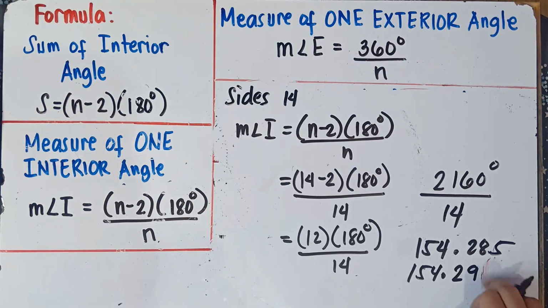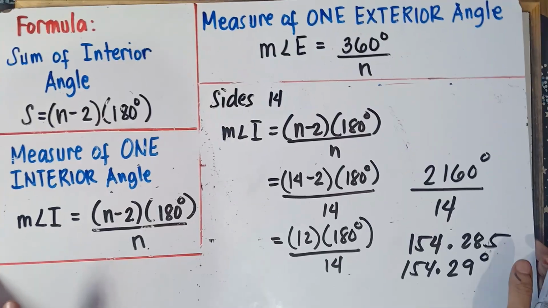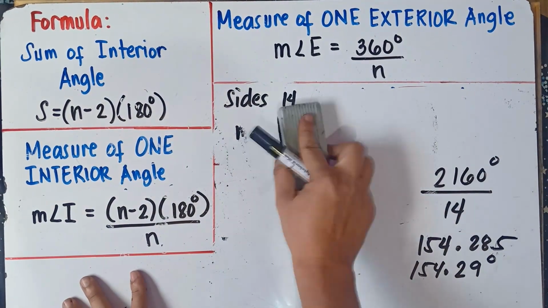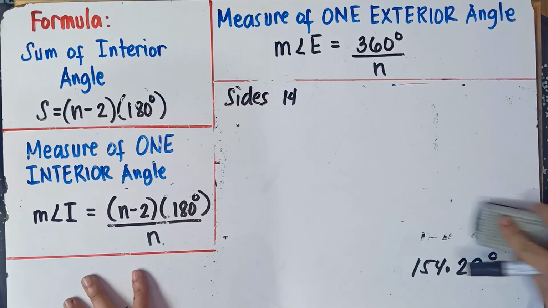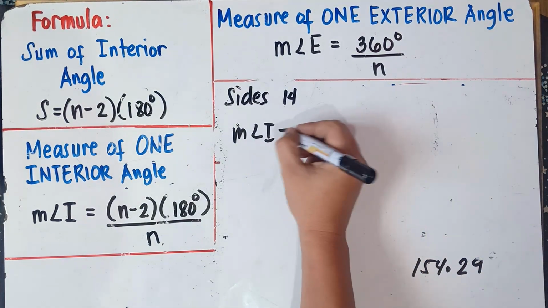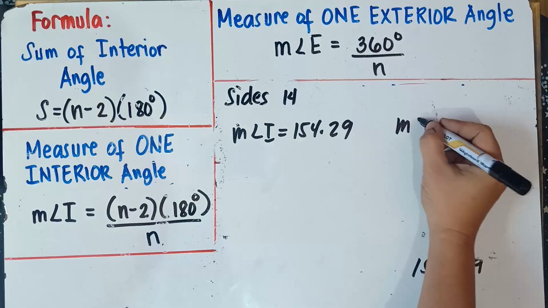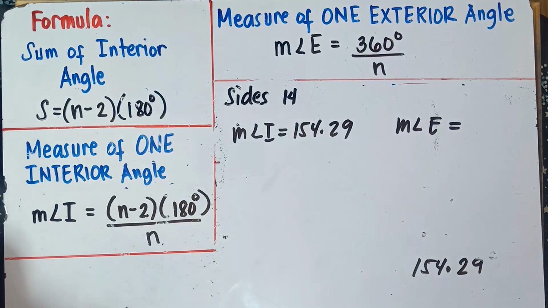So degrees, we can just simply subtract this one from 180, and then we get the measure of one exterior angle. Let me just erase this one. I do apologize, class, we don't have enough space. So this is the measure, class. The measure of one interior angle will be 154.29. Therefore, to get the measure of one exterior angle, we can just simply subtract this one from 180.